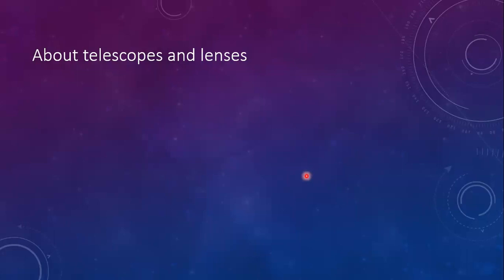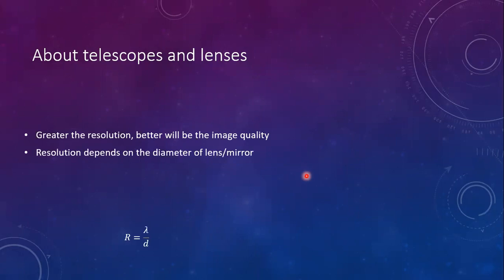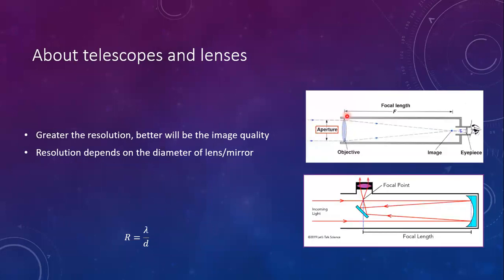Now about telescopes and lenses. The resolution is a very important factor in image quality. The greater the resolution, the better the image quality. The resolution depends upon the diameter of the lens or mirror we are using. It is inversely proportional. So the greater the aperture size of a telescope or a lens, the more it will be able to resolve. So here are the diagrams of the two types of telescopes that are present. One is refractive and the other is Newtonian.